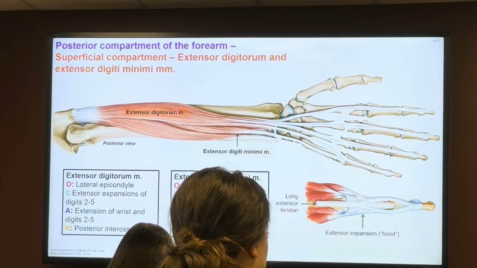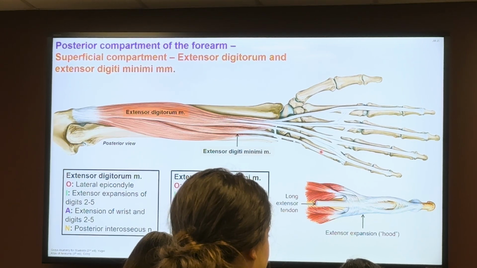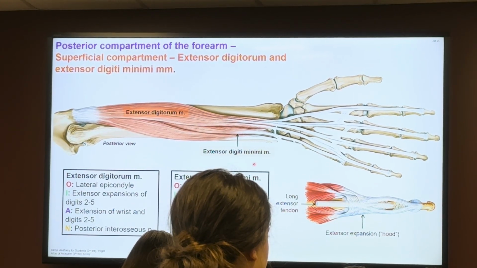Extensor digitorum also has a little accessory belly that comes off the side. So it's literally off the side of extensor digitorum. We see a muscle called extensor digiti minimi. And the extensor digiti minimi is like a secondary, completely unique extensor of just the little digit, digiti minimi. Okay, so extensor digitorum also going out.